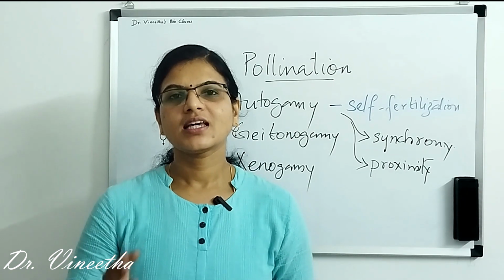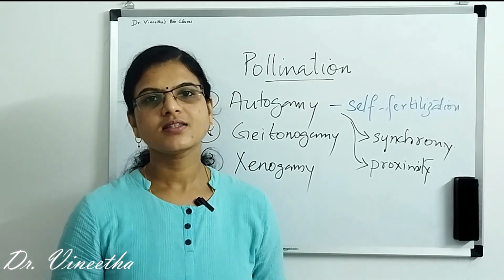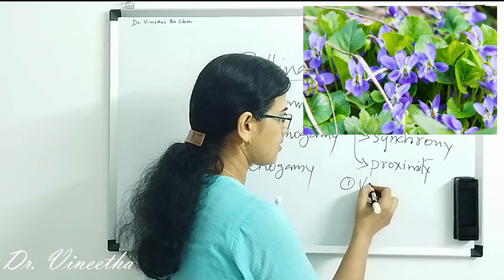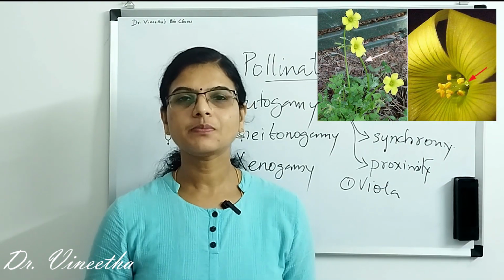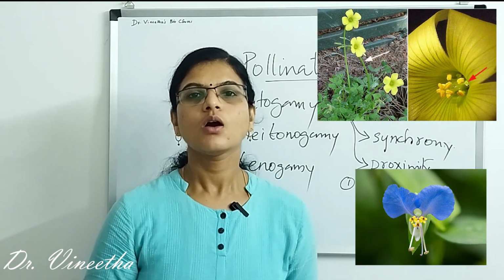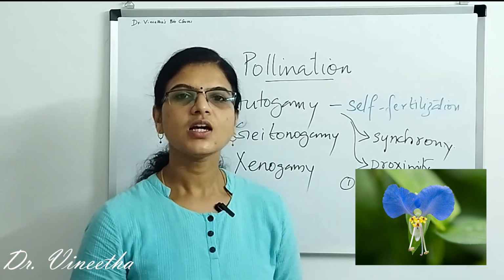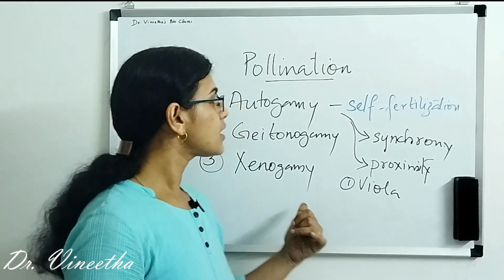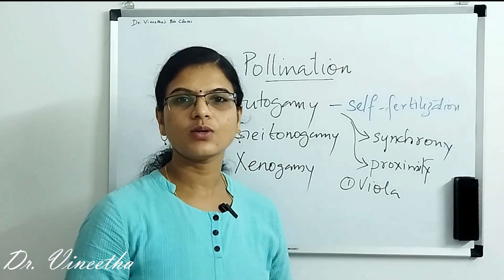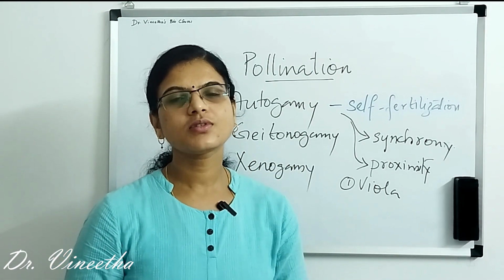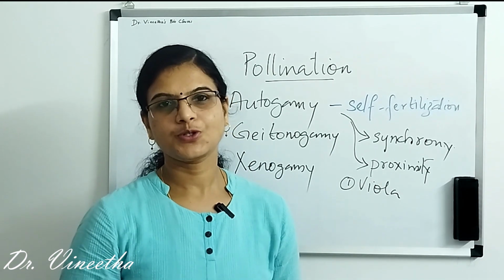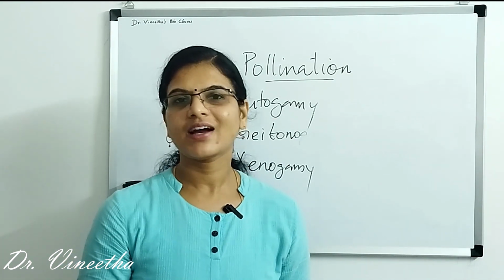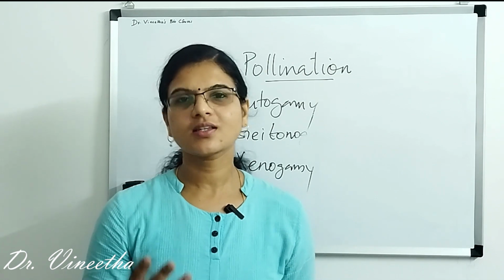The examples of self-pollinating flowers include viola, and other plants include oxalis, commelina, etc. So that's about autogamy. Now, before going into Geitonogamy and Xenogamy, let me introduce two other terms to you. Based on the type of breeding, the plants have been divided into three breeding systems.